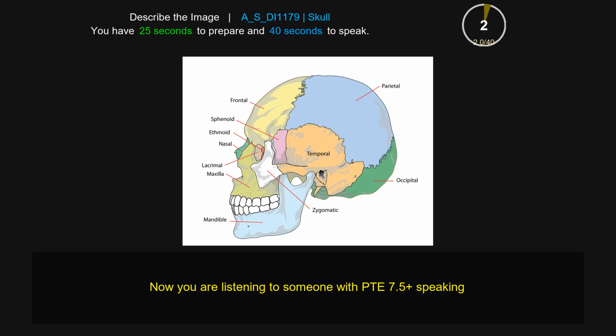The image shows us about the human skull. Here we can see different types of bone shown in the figure. In the middle part of the figure, we notice the temporal bone, and on the right side of the figure, there are parietal and occipital bone. Similarly, on the left side of the figure, we notice there are frontal bone, sphenoid, ethmoid, nasal, lacrimal, maxilla, mandible, and zygomatic. To sum up, this picture gives information about human skull.